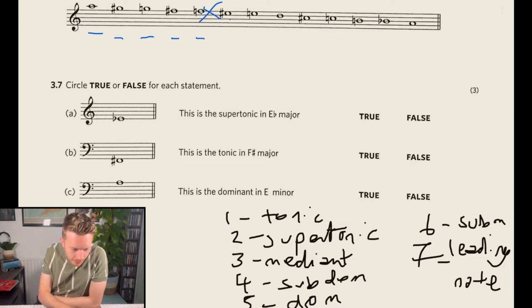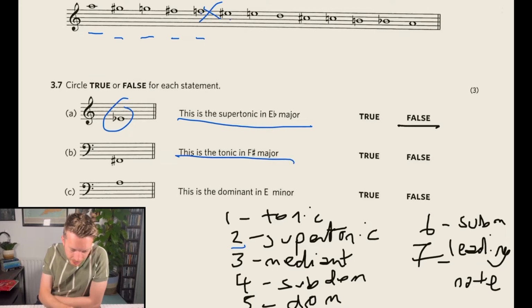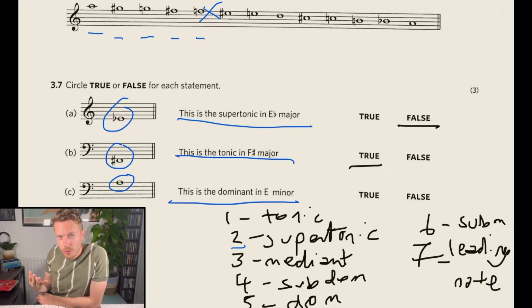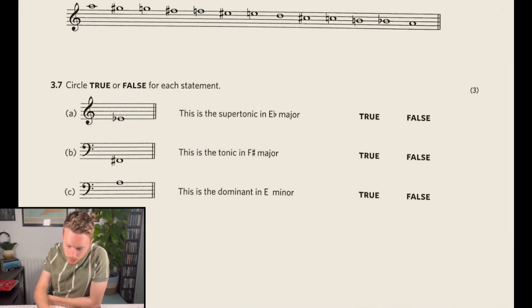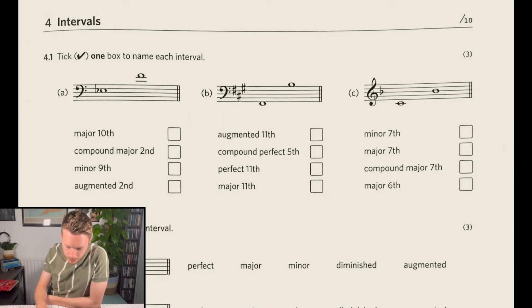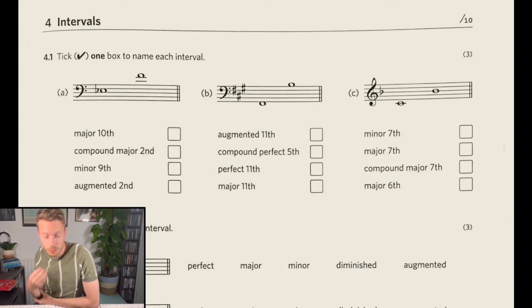So in E flat major, the first question, this is the supertonic of E flat major. That means that it'd be the second note of E flat major, but we have an E flat, so that's wrong. That is the tonic. Okay, the next question is, this is the tonic in F sharp major. Well, that's an F sharp, so that's true. And last one, this is the dominant in E minor. What note is this? It's an A. So the A is the fourth note of the scale, so E, F, G, A. So 4 would be the subdominant. So that is also false.